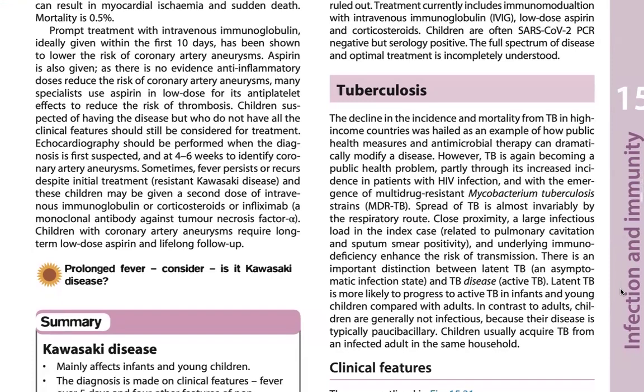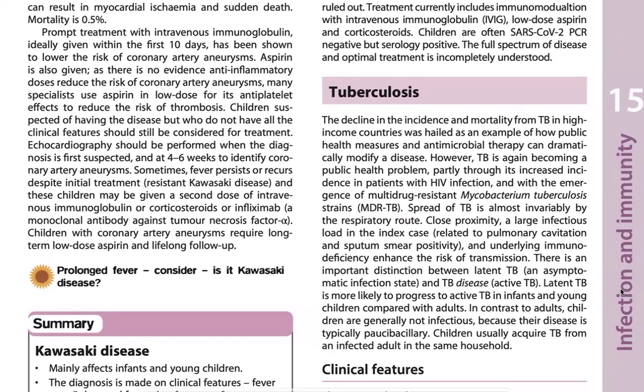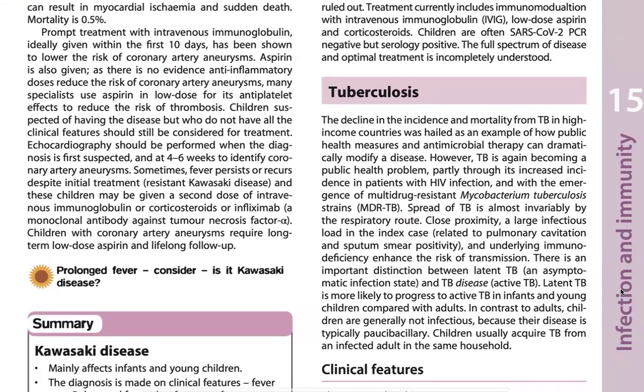Children suspected of having the disease but who do not have all the clinical features should still be considered for treatment. Echocardiography should be performed when the diagnosis is first suspected and at 4 to 6 weeks to identify coronary artery aneurysms. Sometimes fever persists or recurs despite initial treatment, which is treatment-resistant Kawasaki disease, and these children may be given a second dose of IV immunoglobulin, corticosteroids, or infliximab, a monoclonal antibody against tumor necrosis factor alpha.